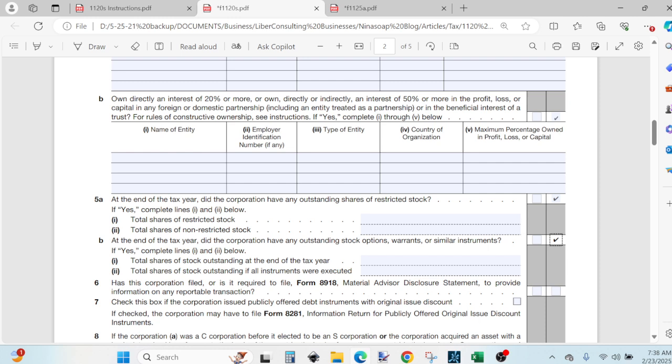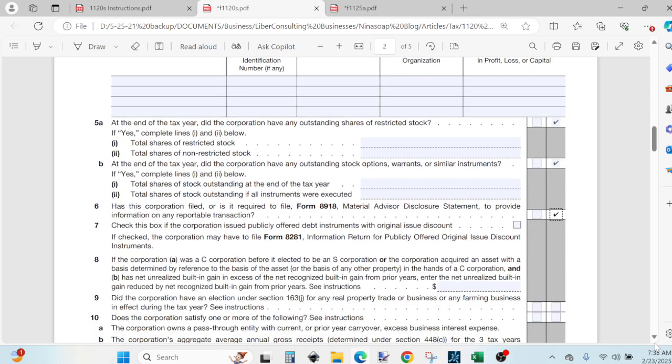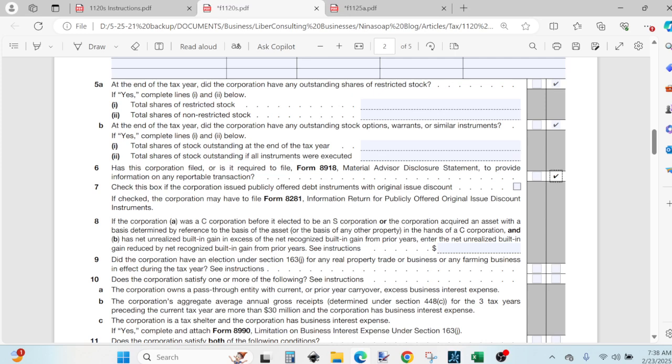Has the corporation filed or is it required to file Form 8918? No. Let's continue here. Number 8, if the corporation was a C Corp before it elected to be an S Corp, the answer is no. Did the corporation have an election under Section 163 for any real property trade or business or farming? No.